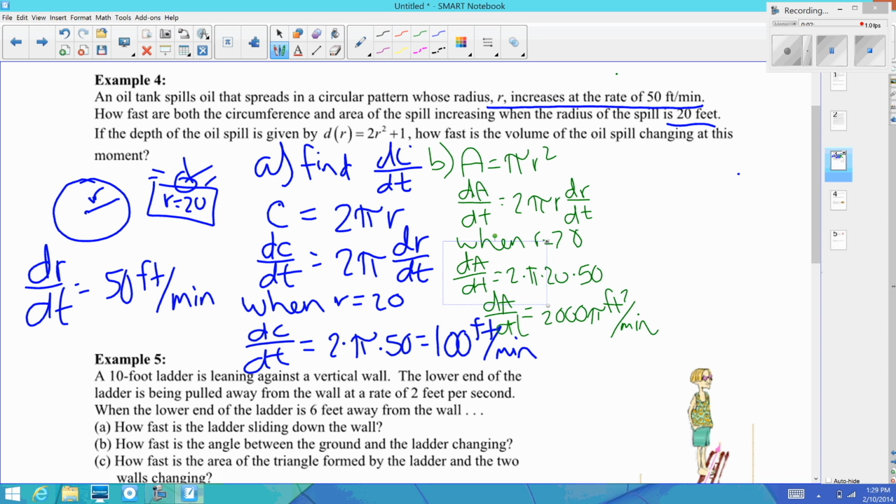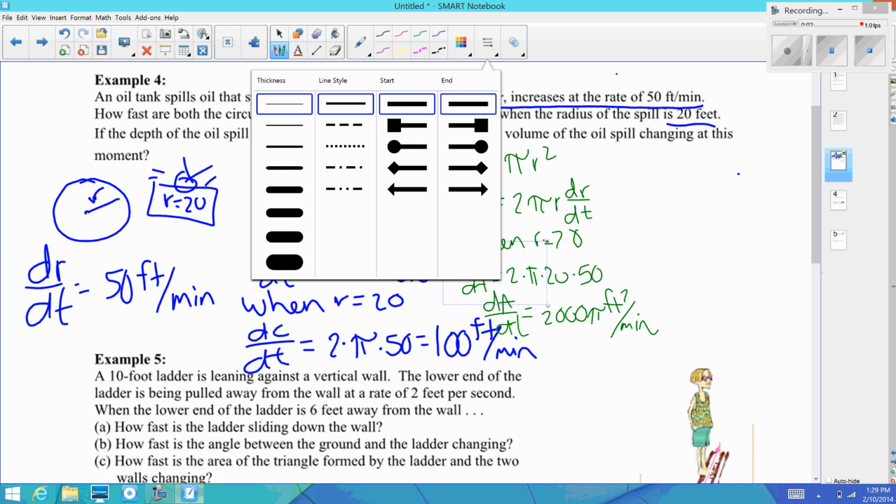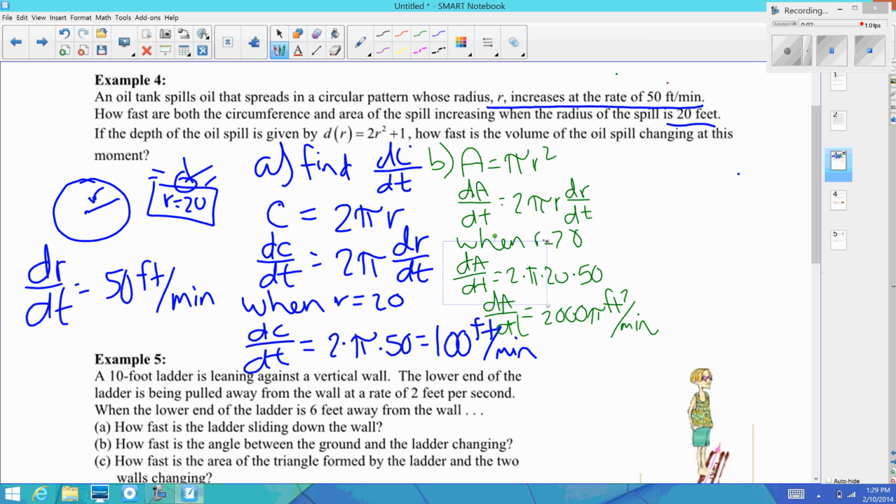And then we had the depth here. We change that color. The depth is given. So we're trying to find the change in volume. So we have the area of the circle part times the depth, which would be 2r squared plus 1. I'm going to multiply this out first. So not dV/dt, sorry, that's just volume. Volume equals 2 pi r to the 4th plus pi r squared.